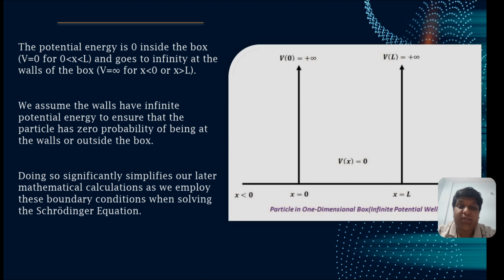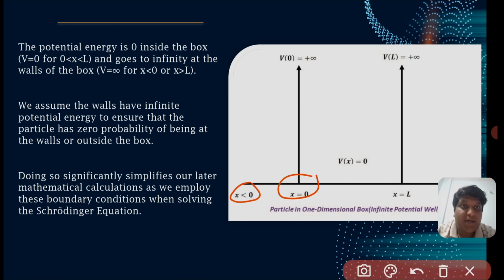At x less than or equal to 0 and at x equal to L, V becomes infinity. We assume the walls have infinite potential energy to ensure that the particle has zero probability of being at the walls or outside the box. Doing so significantly simplifies our later mathematical calculations as we employ these boundary conditions when solving the Schrodinger's equation.